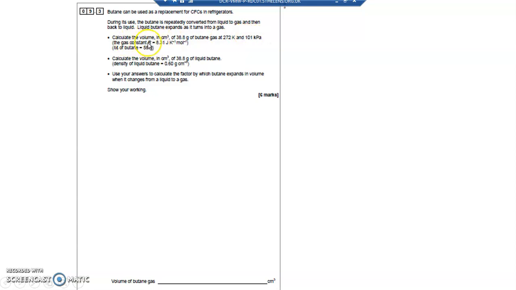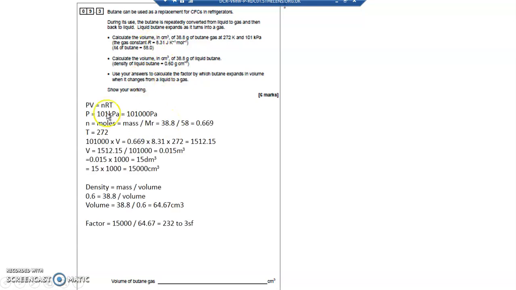So as soon as I see gas constant R, I'm looking towards PV equals nRT. So let's put PV equals nRT out there. What have I got? So let's start with the butane. R is a gas constant. I've got a volume in centimetre cubed, a temperature in Kelvin, and a pressure in kilopascals. So it clearly wants me to use PV equals nRT on this first part here. So let's just do that bit and then worry about the rest of the question in a minute.